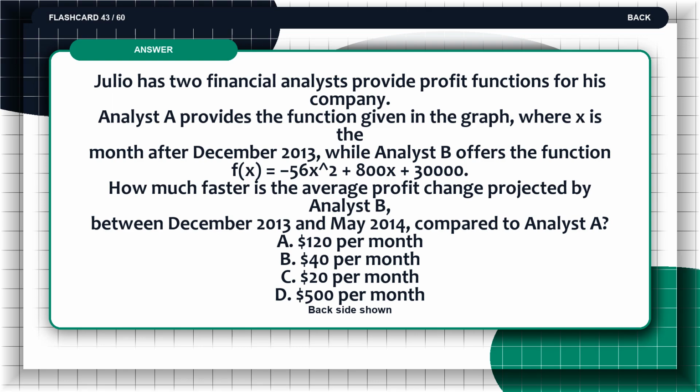The answer is, Julio has 2 financial analysts provide profit functions for his company. Analyst A provides the function given in the graph, where x is the month after December 2013, while Analyst B offers the function f(x) equals minus 56x² plus 800x plus 30,000. How much faster is the average profit change projected by Analyst B between December 2013 and May 2014 compared to Analyst A? A, $120 per month; B, $40 per month; C, $20 per month; D, $500 per month.